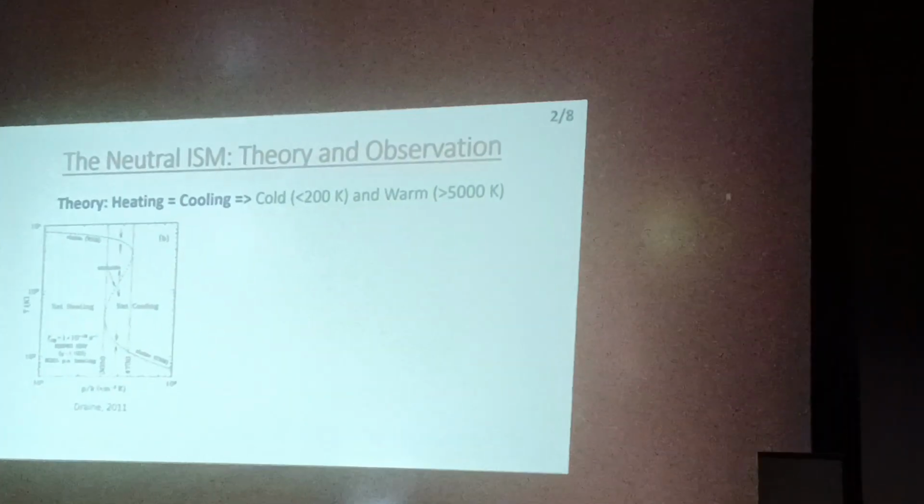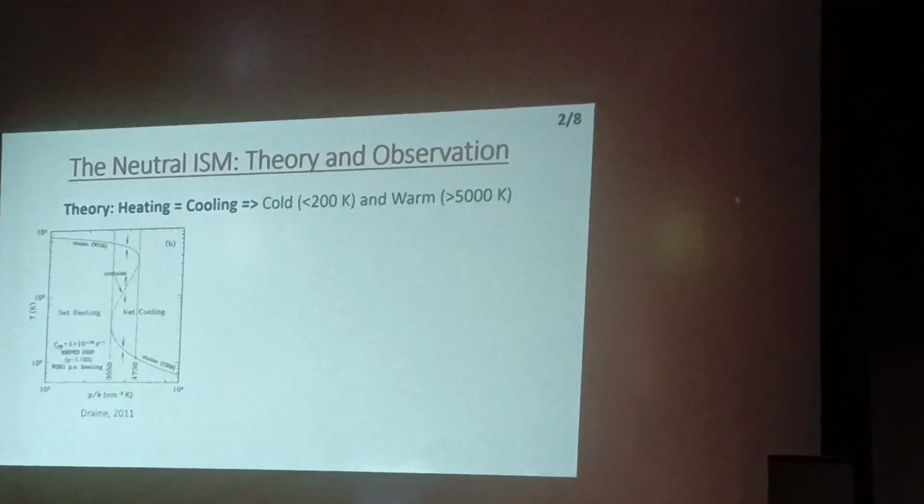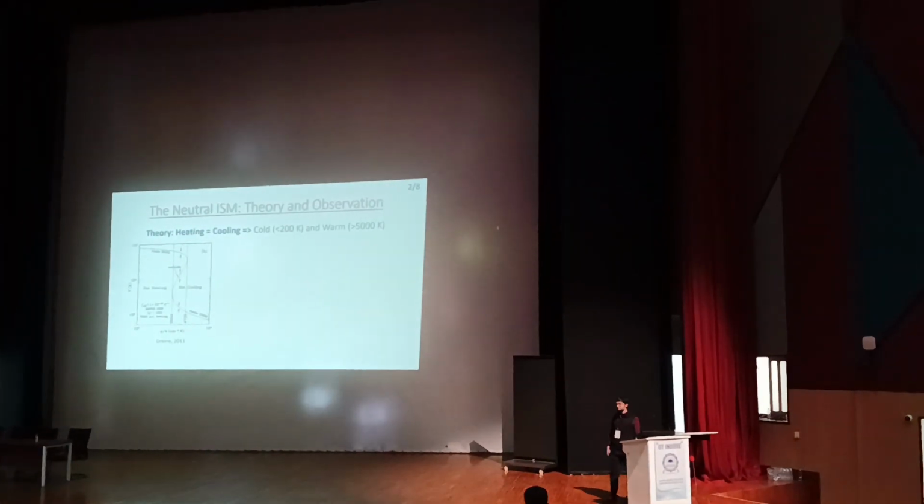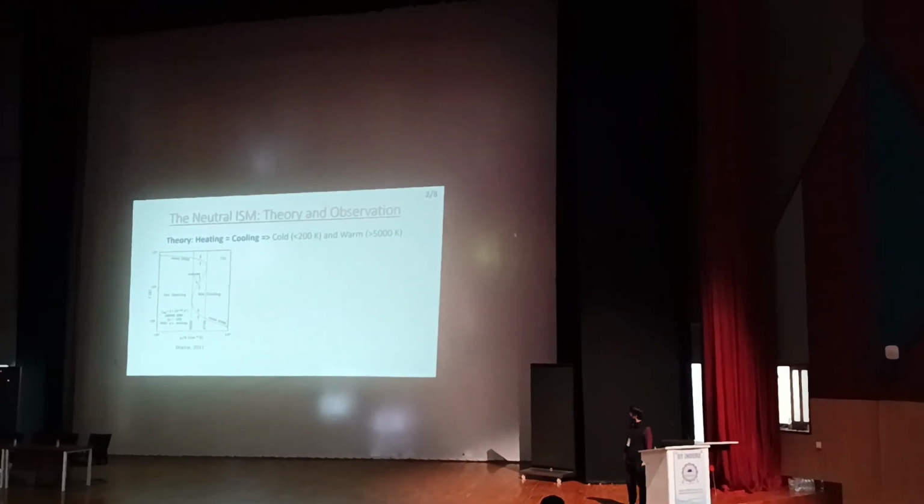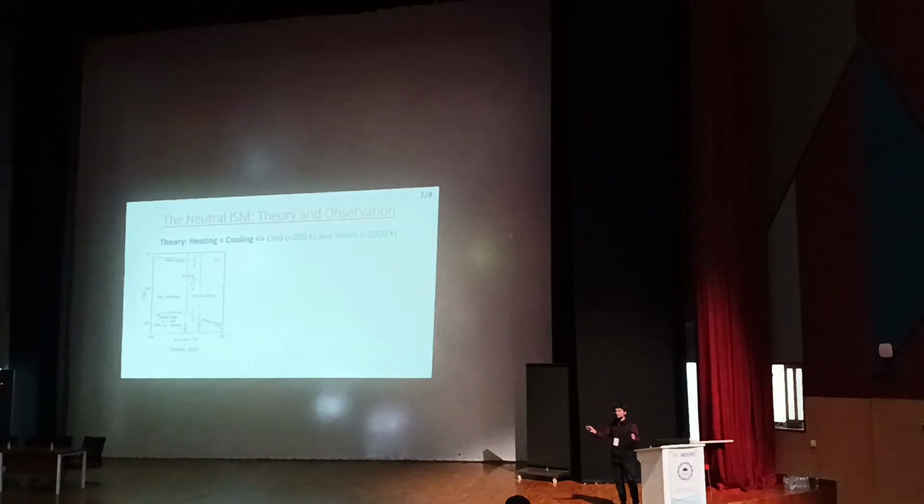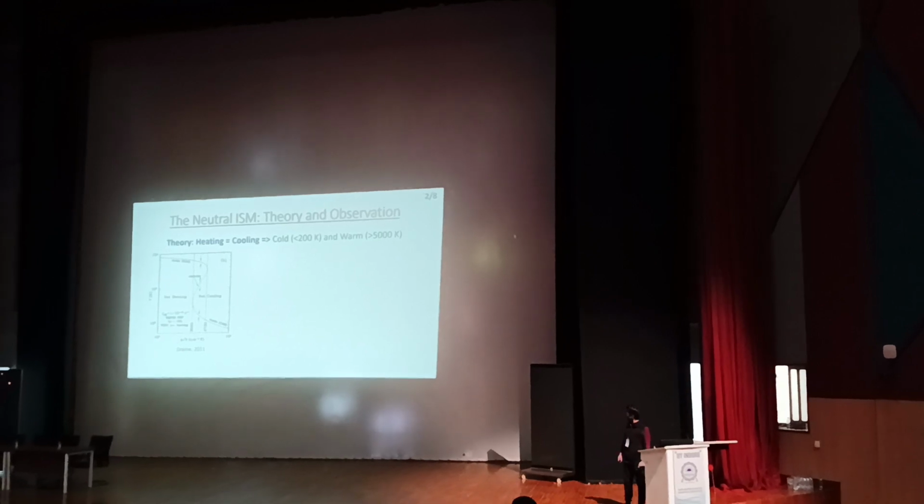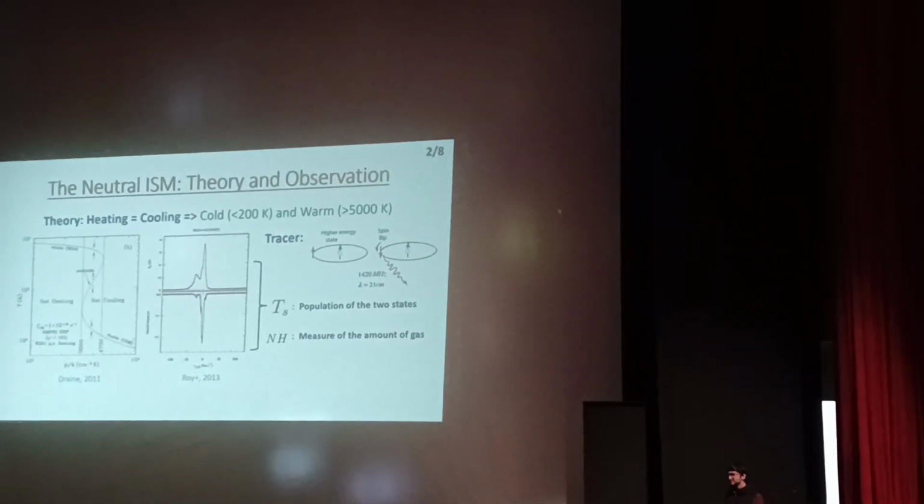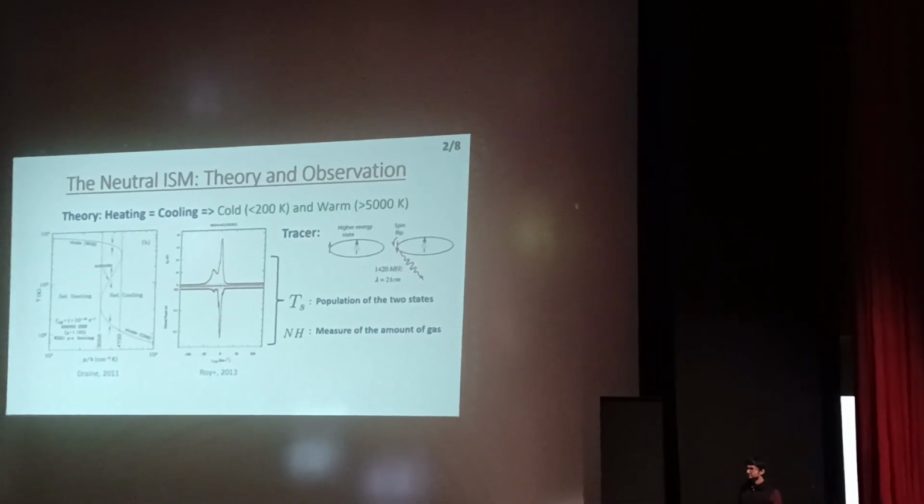So, just a brief introduction to the ISM. It's very well known that if we equate the heating and cooling rates of the neutral ISM, we get two stable phases corresponding to warm and cold medium, and an unstable phase. And we expect most of the gas to be in the stable phases, with the general understanding that there is a warm diffuse medium with the cold clouds inside. And the main probe is obviously the 21 centimeter emission and absorption from atomic hydrogen.